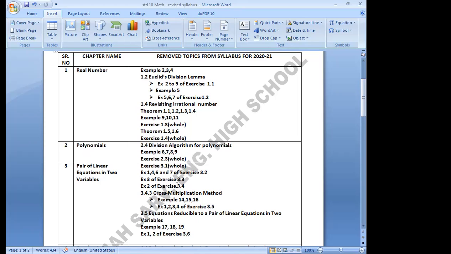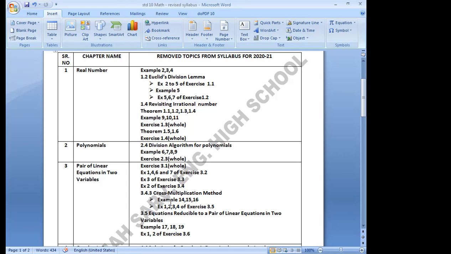Means in this, 3.1 exercise whole excluded. After that, 3.2, question number 1, 4, 6, and 7 are excluded. 3.3, question number 3 excluded. 3.4, question number 2 excluded. 3.4.3, cross multiplication method, entire method sums are excluded.